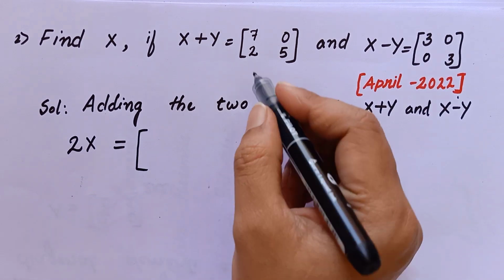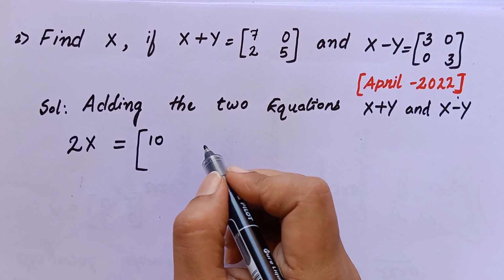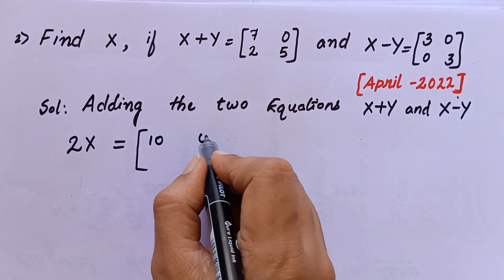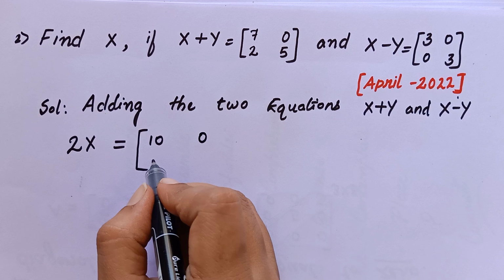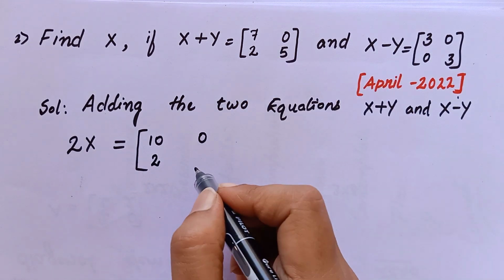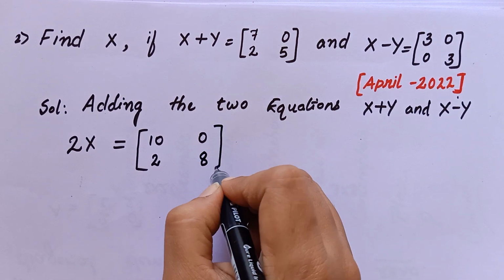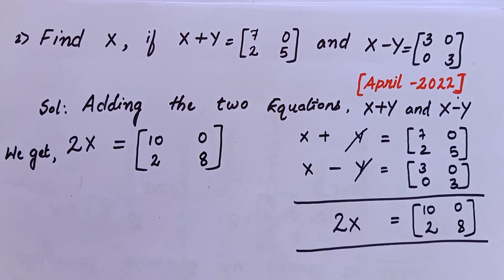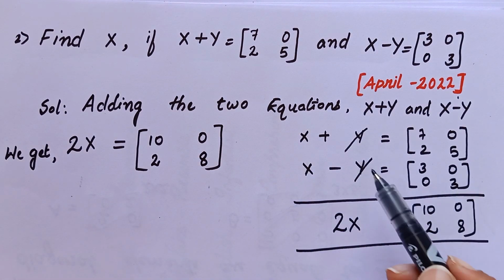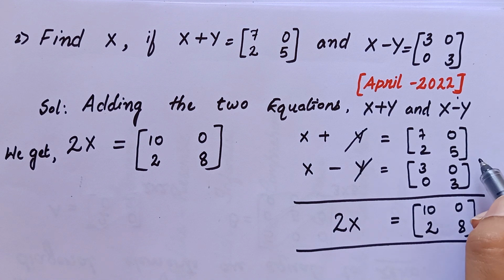Adding the corresponding elements, 7 plus 3 is 10, and 0 plus 0 is 0. 2 plus 0 is 2, and 5 plus 3 is 8. So how did we get this? I have written x plus y equals [7, 0; 2, 5], x minus y equals [3, 0; 0, 3]. y and y get cancelled, we get 2x here, and adding the corresponding elements, we get [10, 0; 2, 8] here.